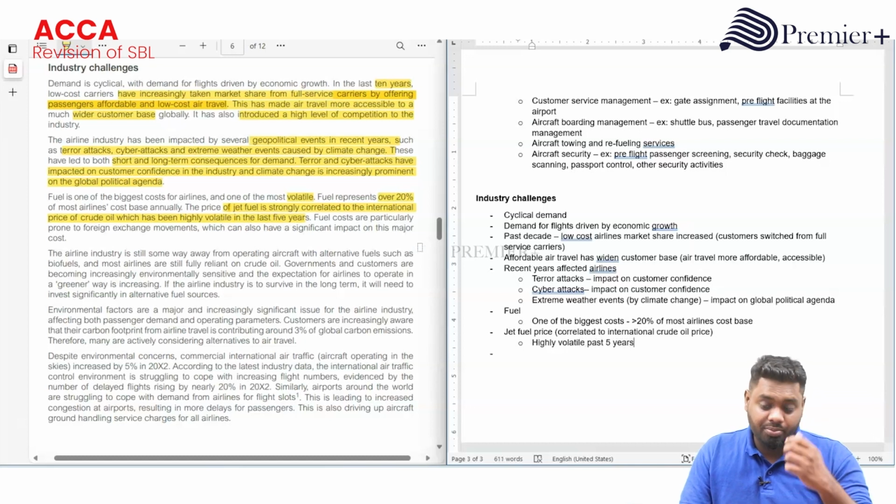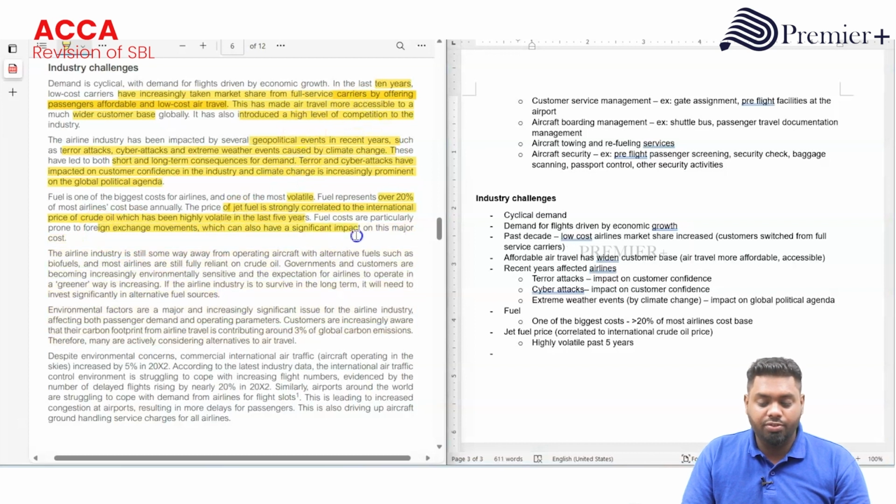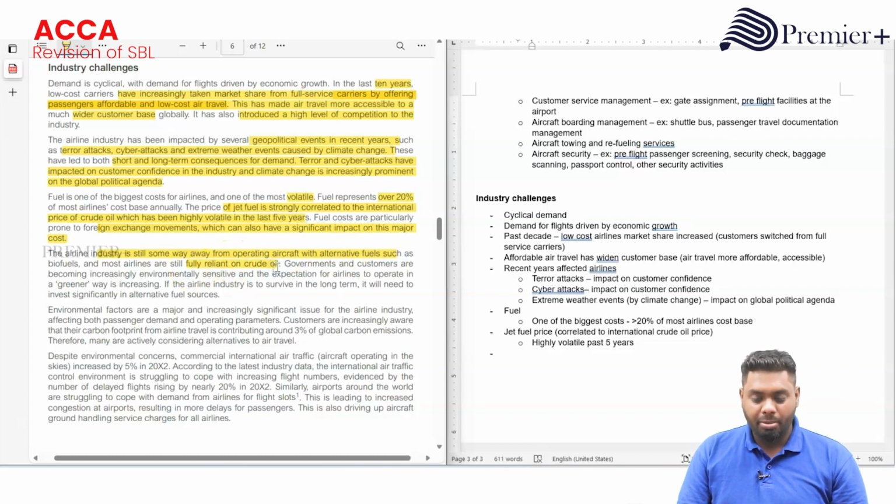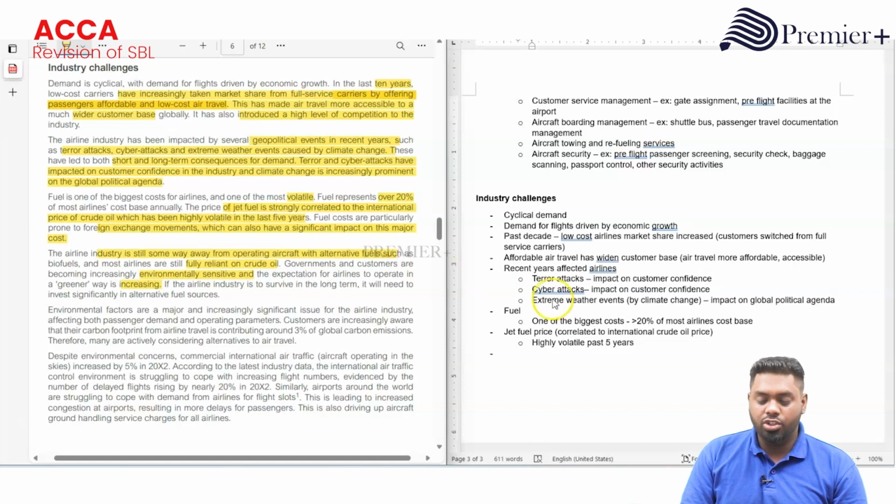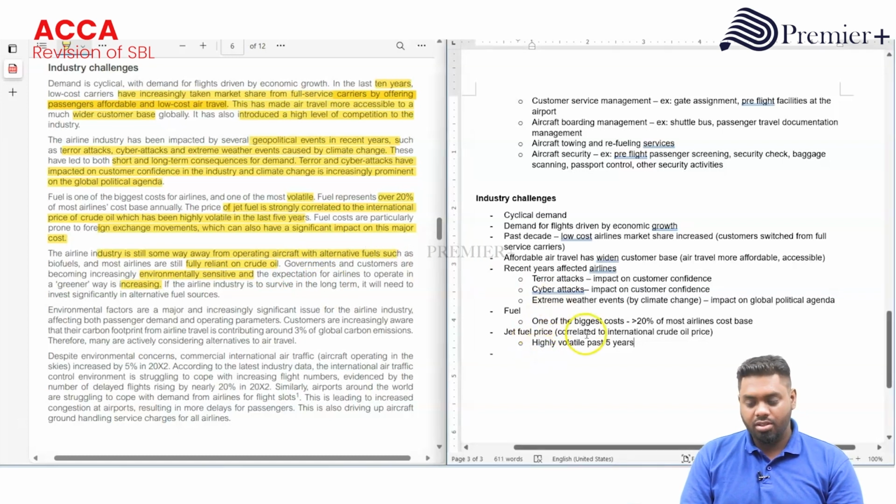This is very problematic. Fuel prices are particularly prone to foreign exchange movements, which can also have a significant impact on this major cost. The airline industry is still some way away from operating aircraft with alternative fuels, such as biofuels, and most airlines are still fully reliant on crude oil. Governments and customers are becoming increasingly environmentally sensitive, and the expectation for airlines to operate in a greener way is increasing. If the airline industry is to survive in the long term, it will need to invest significantly in alternative fuel sources, as we discussed. Macro environment.